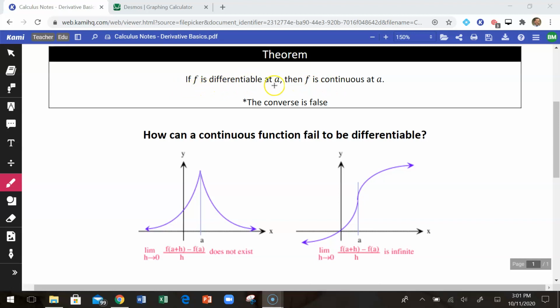So that means that if I know it's differentiable there, then I know the function was continuous. However, the converse is false. So what that means is I can't flip differentiable and continuous and make this make sense. It is not guaranteed that if a function is continuous at a, that it's necessarily differentiable. So in this illustration below, I'm showing you an example of how we can have a continuous function that is not differentiable. And what you really want to look out for is what we call cusps.